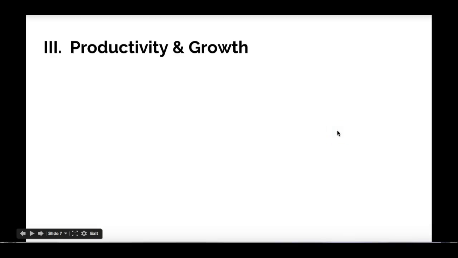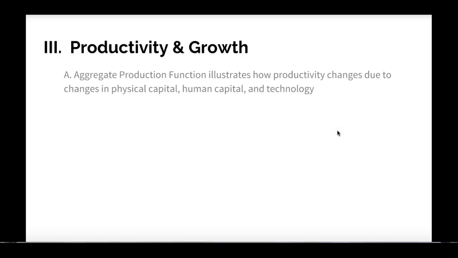All right, this video is for Module 38 on productivity and growth. This particular module is focusing on kind of a visual representation of how productivity is impacted by those three things that cause economic growth. So increases in physical capital, human capital, and technology. So the first thing is that we have what we call an aggregate production function. And this illustrates how productivity is changing because of one of those three things.